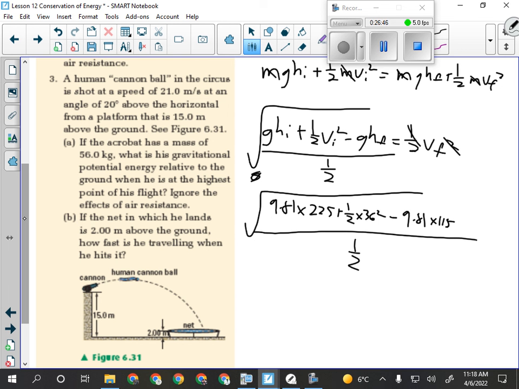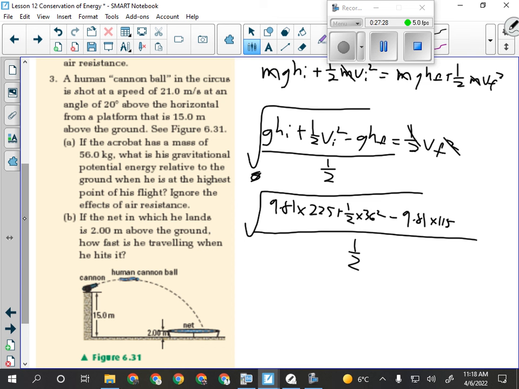So they're saying the acrobat has a mass of 56 kilograms. What is his gravitational potential energy relative to the ground when he is at the highest point in his flight? That is the part that requires you to remember something about projectile motion. Remember that they are flying through the air, and when they're at their maximum height, there's a couple of things we have to remember in order to calculate this correctly. And then for part B, if the net is 2 meters above the ground, how fast is he traveling when he hits it? No projectile motion stuff required for that one. That's strictly using what was given in the question, the law of conservation of energy.